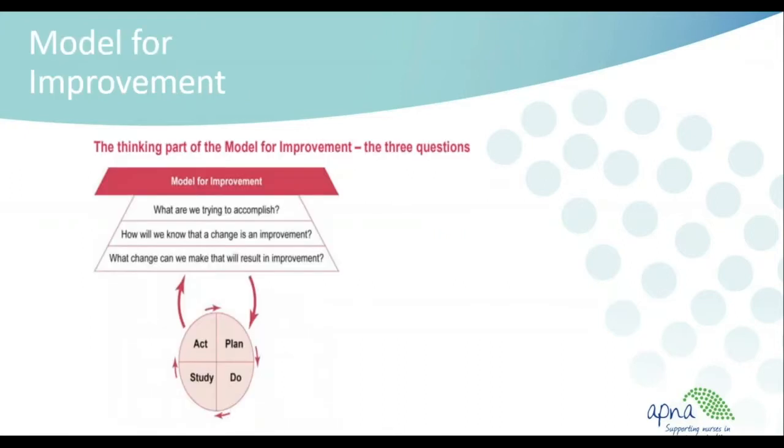Moving on to the model for improvement. So some of you might have seen this before as part of your quality initiatives. And it really says at the beginning, what are we trying to do? So hopefully you've already thought that through and you've defined your model. How will we know the change is an improvement? So by implication, you're asking what's the baseline, what happens at some point, and what happens at the end.